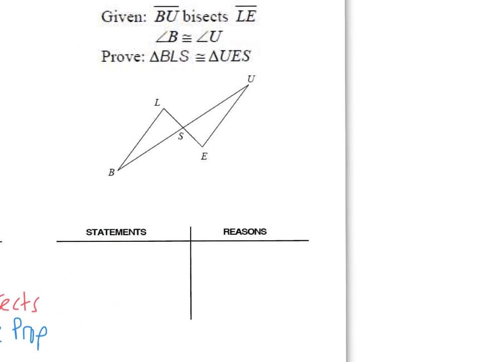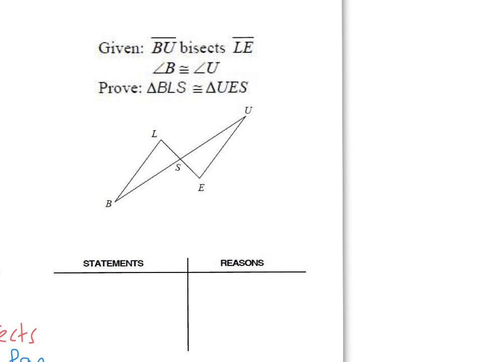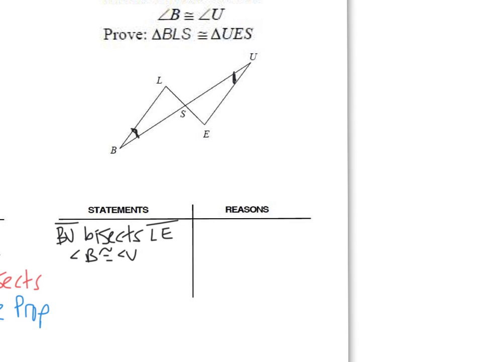Last one, BU bisects LE. Angle B is congruent to angle U, and we want to prove that the two triangles are congruent. So what do we start with when we do a proof? Start with your given. BU bisects LE, and angle B is congruent to angle U. So B is congruent to U. Now let's move on to, and those were given, so we'll add that.